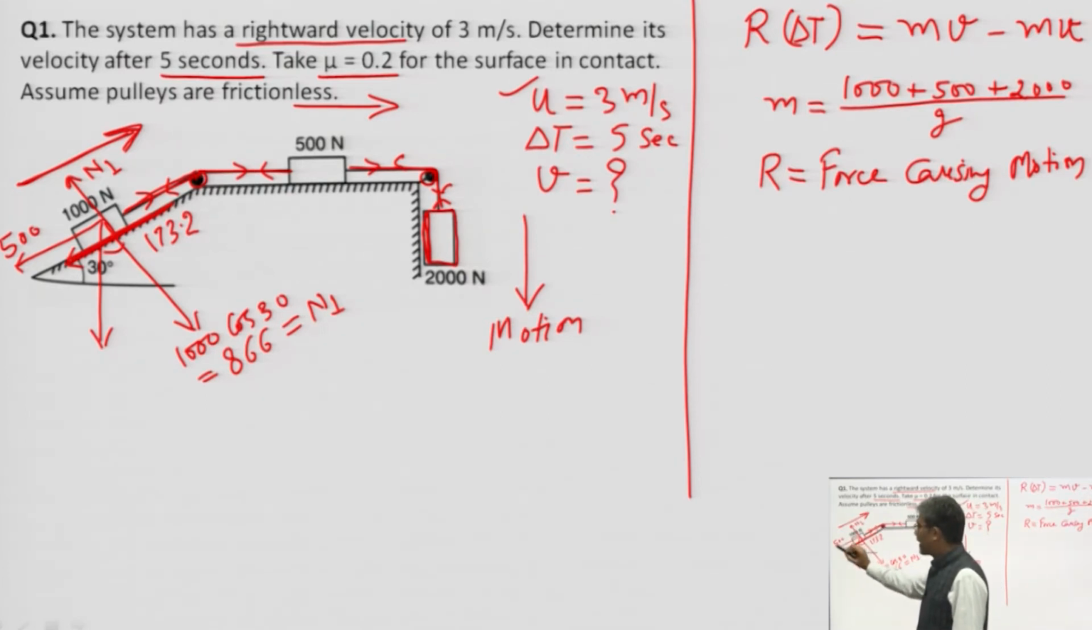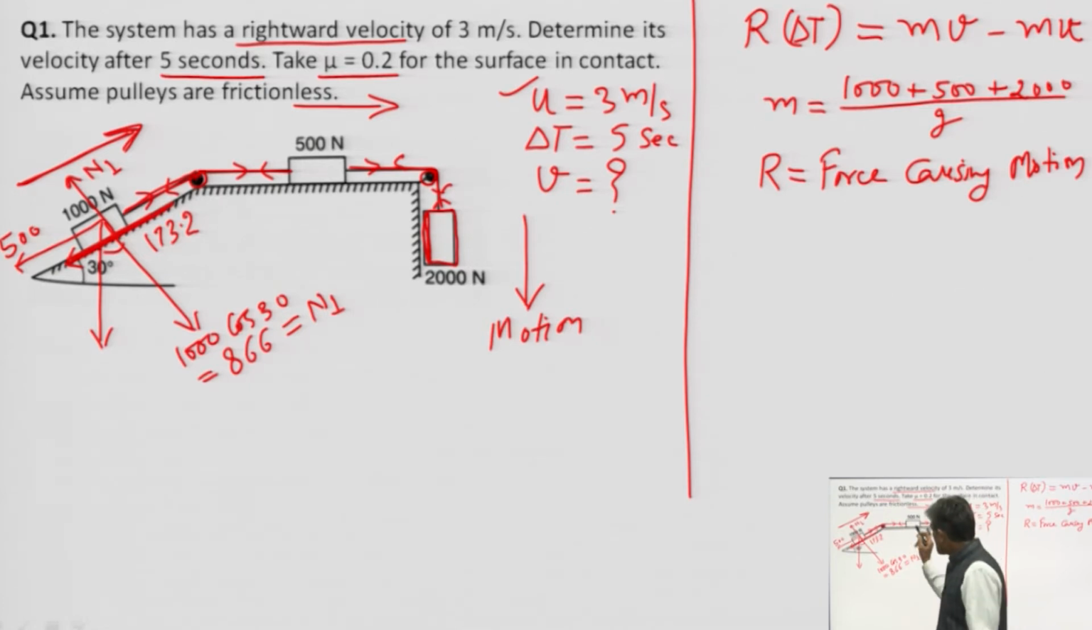First one is 500, which is against the motion, therefore, minus 500 will be taken, and another is friction force. It is also against the motion, that is why it will also be taken with negative sign, okay.